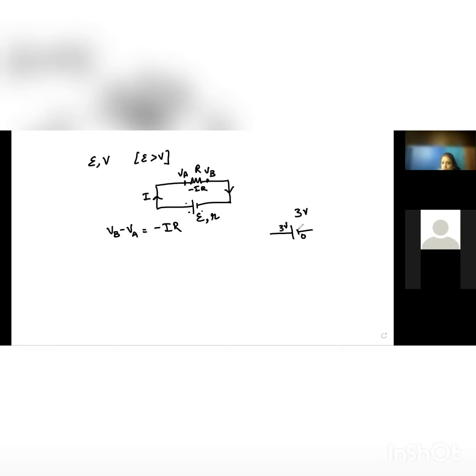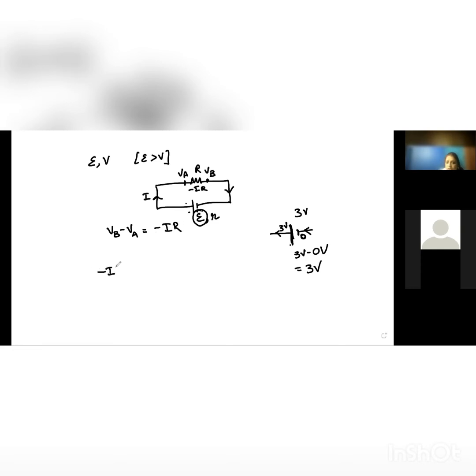So what is the potential drop across this? Final, and the current is flowing like this. Final is what? 3 volts. Initial is what? 0. So what is the potential drop? It is 3 minus 0 volts. How much will it be? 3 volts. Yeah, 3 volts. It's a plus 3 volts because this is greater than this. So that is nothing but the epsilon.